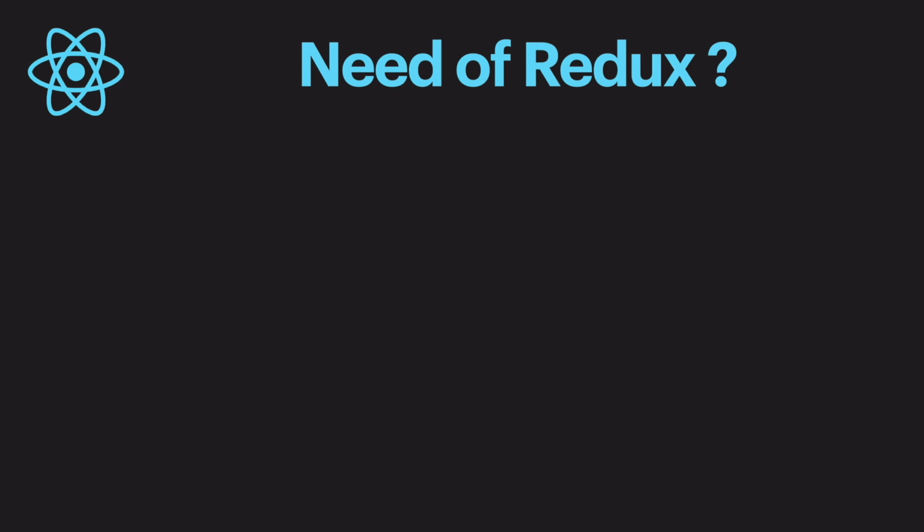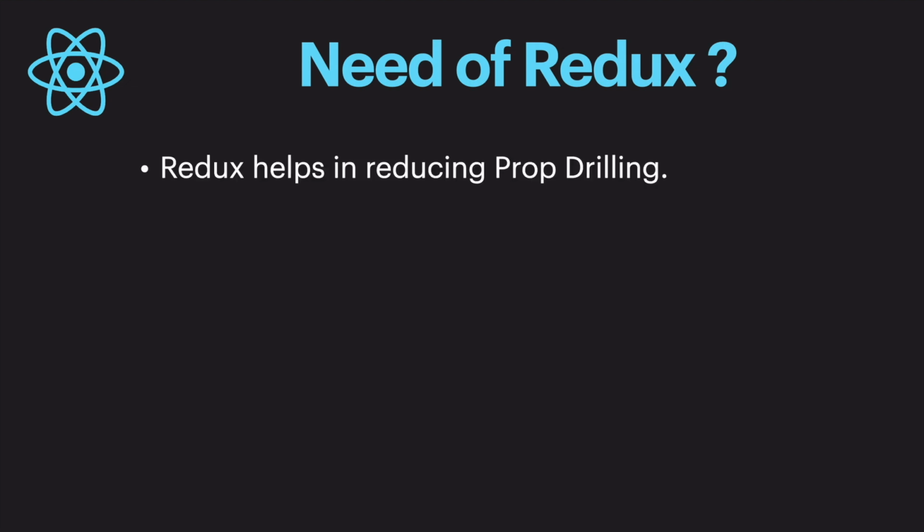So the next question is the need of Redux. Why do we use Redux in a React Native application? Redux helps in reducing prop drilling. Prop drilling we have also discussed in my previous lecture, when we pass a prop from one component to another and from another component to another. It is a very complex process. With the help of Redux we can reduce it.